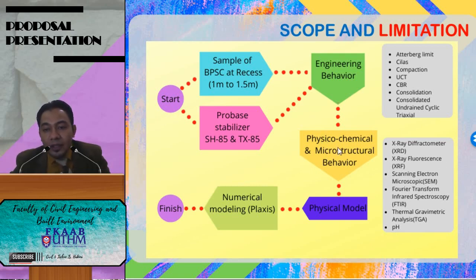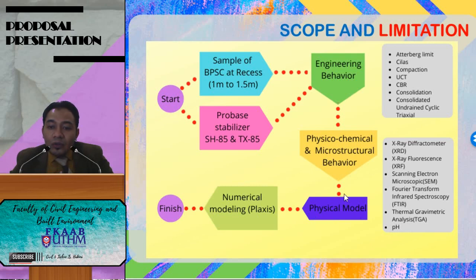Okay, while for the physical, chemical and macrostructure behavior, the testing involved is XRD and XRF. Okay, XRD, XRF actually to determine the mineralogy of the soil, and soil treated by using Probase stabilizer, and then SEM, and then FTIR. Okay, FTIR actually to determine the flocculation reaction, and then TGA to determine the pozzolanic reaction, because of the thermal. When the pozzolanic reaction occurs, it can produce heat, and then pH to determine the cation exchange reaction.